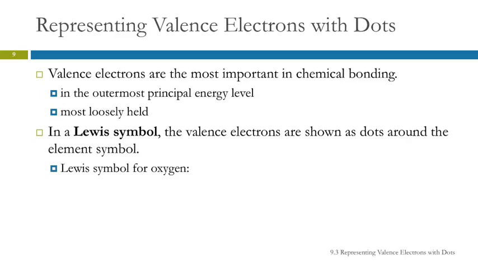So let's write a Lewis symbol for oxygen. The chemical symbol for oxygen is a capital O. That's pretty easy. And then we have to ask ourselves, how many valence electrons does oxygen have? What group is it in? It's in group 6. It has 6 valence electrons. So we're going to put 6 dots around this. Oops, that was too close.